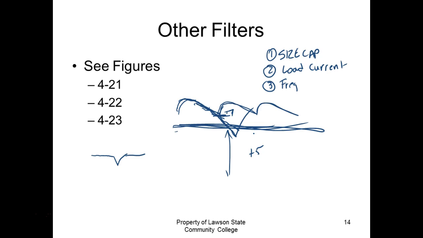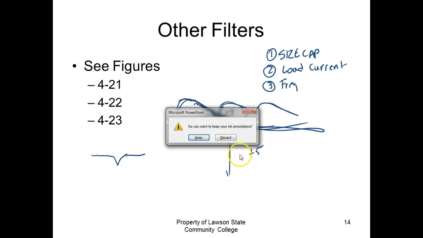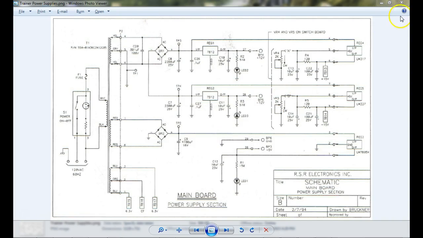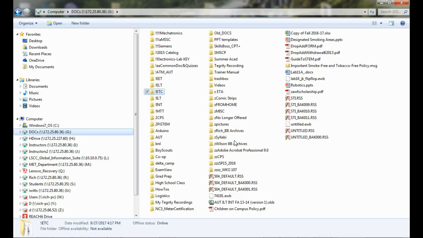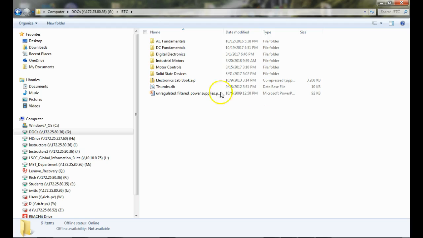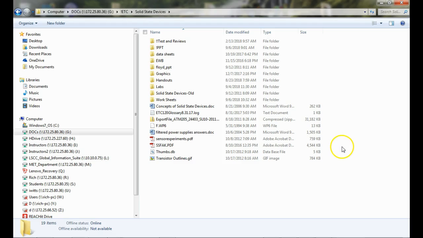So we okay? Everybody okay? I'll give y'all two labs during the weekend, but one of them's for unfiltered, unregulated power supplies, and the other one's for filtered, regulated power supplies. So what's our next lab? No, I think we do unregulated.